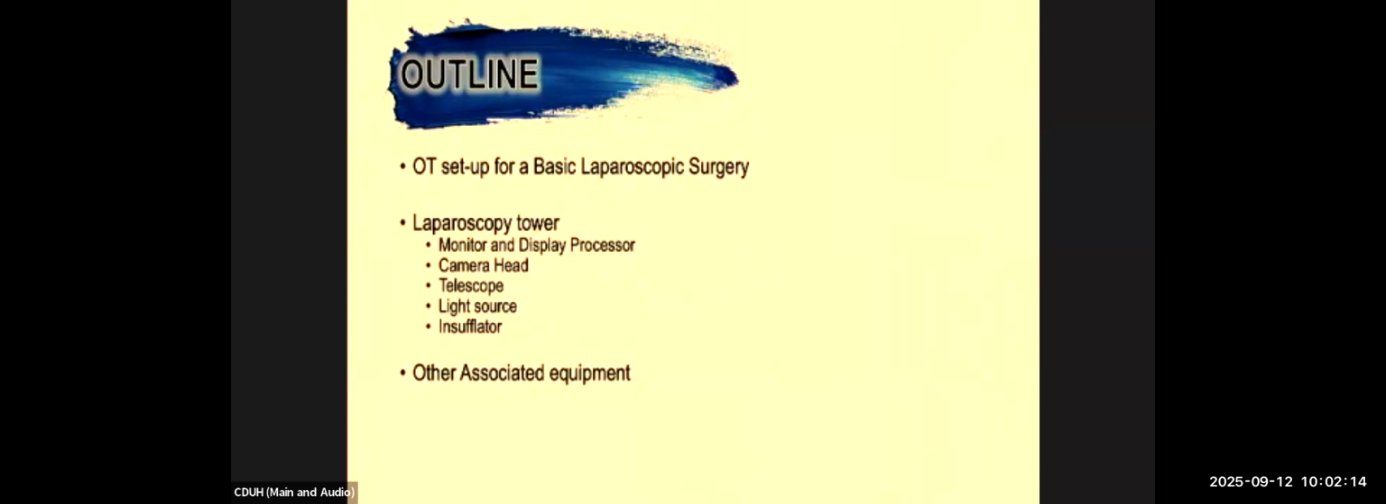As the lectures go along, you might realize that some of them overlap a bit with the first lecture, but it's just going to be a run through. So what is the outline of my presentation today? Basically, we're going to talk about OT setup for basic laparoscopy surgery. Then we are going to talk about what is in the laparoscopy tower, which is a monitor, display, camera head, telescope, light source, and insufflator. And then other associated equipment as well, and also the common laparoscopic instruments.